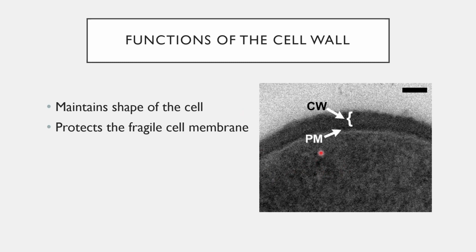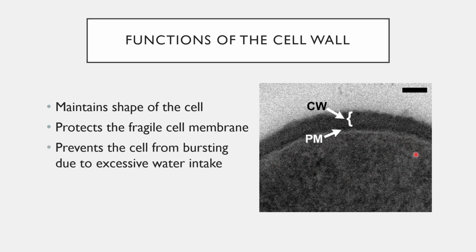As you can see in this electron microscopy image, we've got the thick cell wall on top, and then underneath it, this lighter colored layer is the delicate plasma membrane. Cell walls also prevent the cell from bursting by taking on too much water. Essentially, they are a barrier that prevents the membrane from overexpanding to the point where it would actually burst if too much water was absorbed by the cell. The cell wall prevents this. They also serve as the anchor points for flagella.